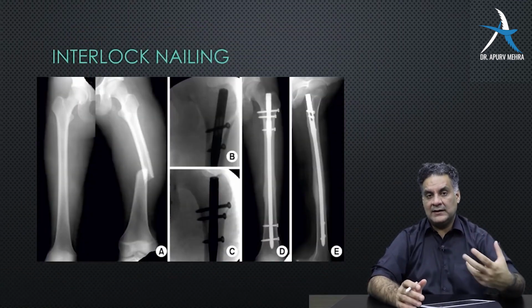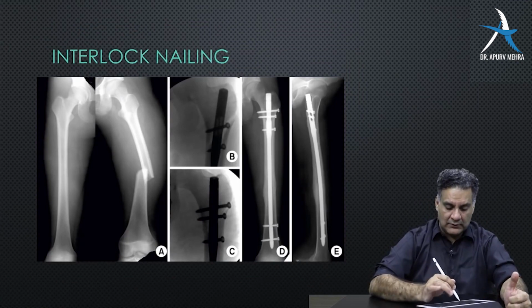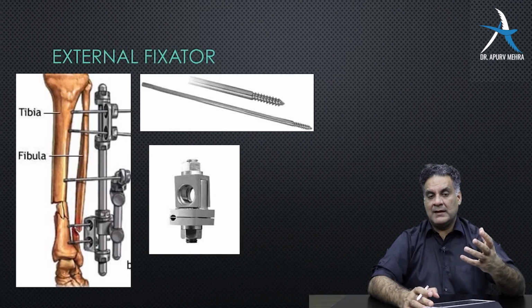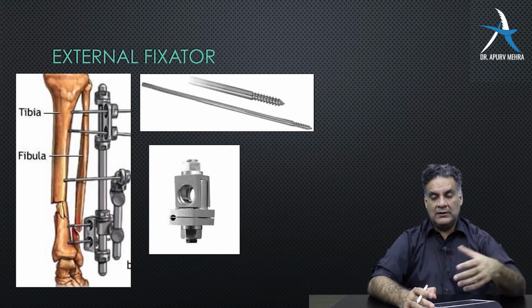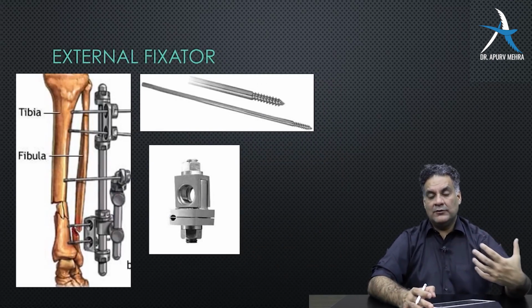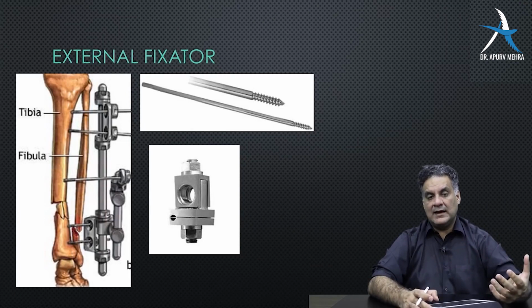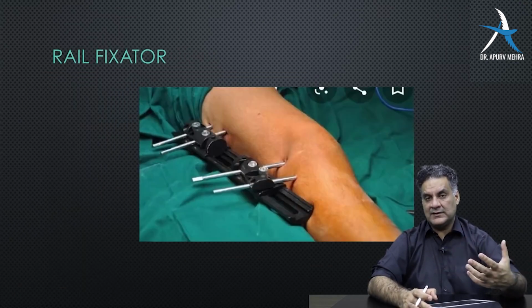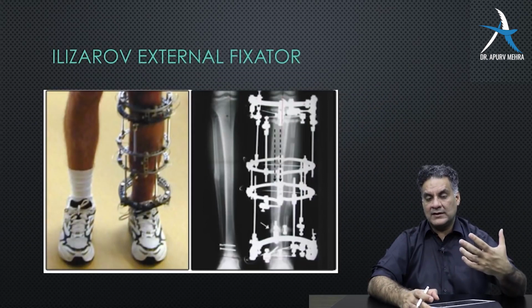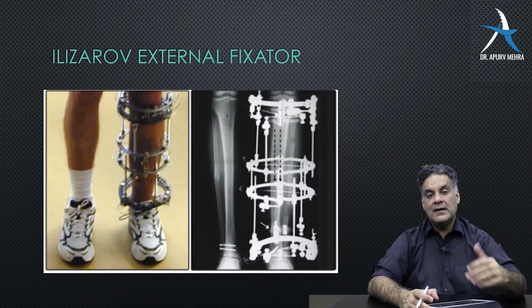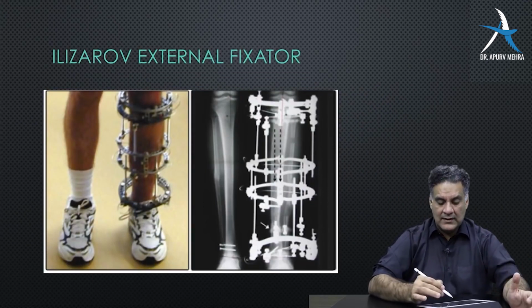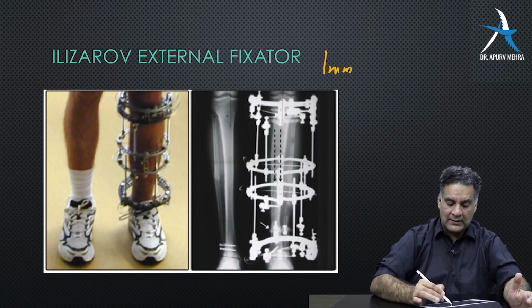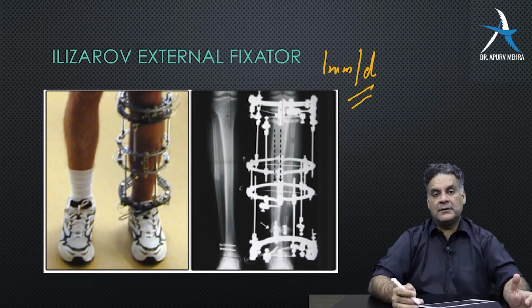When you put a nail, it's called an interlocking nail, because with the screws you lock the nail to the bone so that there is no rotational malalignment. When there's an open injury, you can't plate or nail, you will put an external fixator, and some other types of external fixators are the rail fixator or the Ilizarov fixator. The Ilizarov external fixator will allow the lengthening of a bone at a rate of 1 millimeter per day.